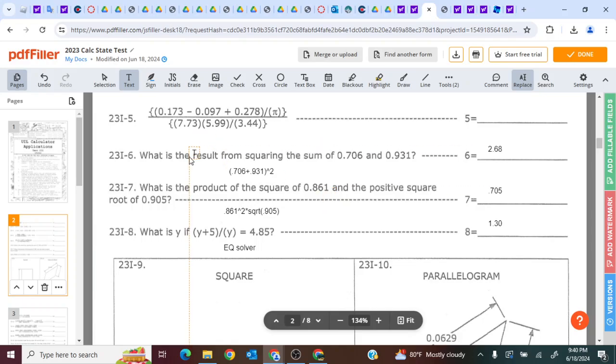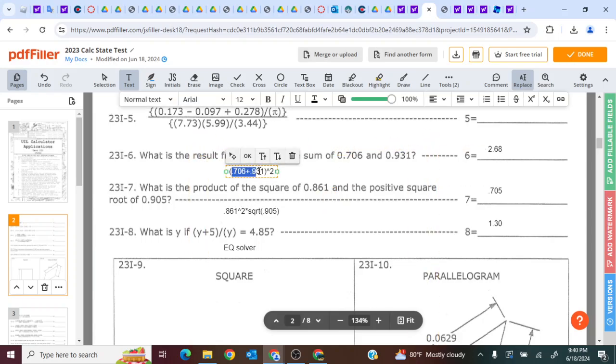Number 6, what is the result from squaring the sum of these two values? Well, sum them up, square them, and you get your answer right here. 7. What is the product of the square of this value and the positive square root of this value? This first value squared times square root of this second value.